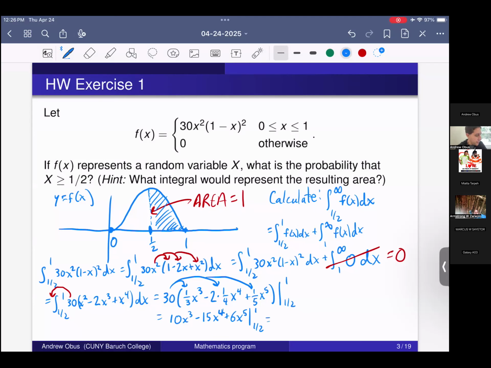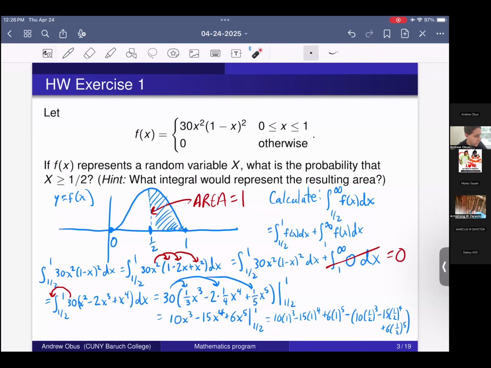And now we write this down. This is 10 times 1 cubed minus 15 times 1 to the fourth plus 6 times 1 to the fifth, and then minus 10 times 1/2 cubed minus 15 times 1/2 to the fourth, and then plus 6 times 1/2 to the fifth. We subtract this all off.